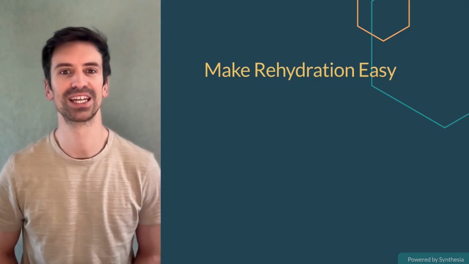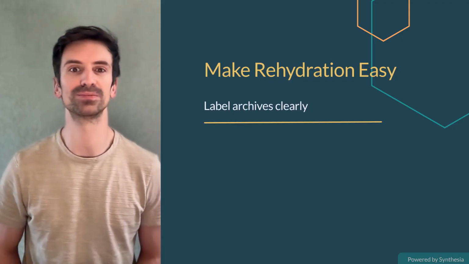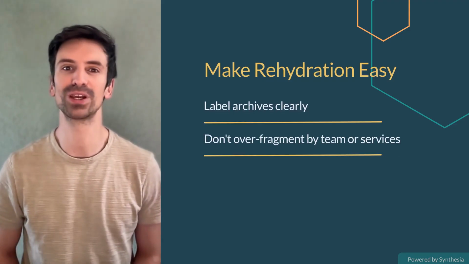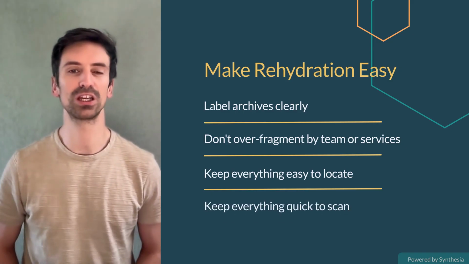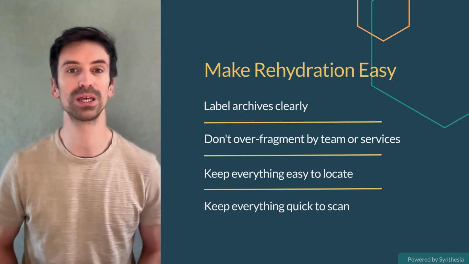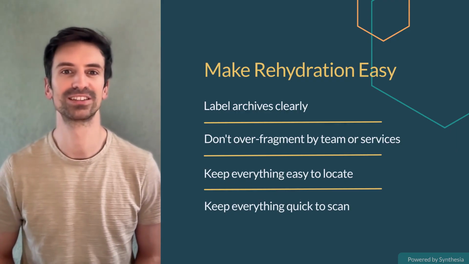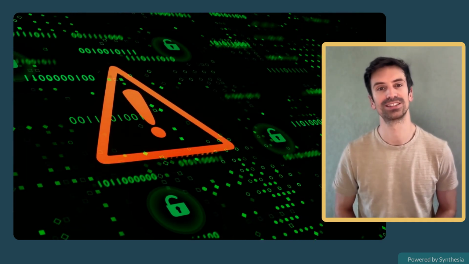Here's the big takeaway. Make rehydration easy by planning ahead. Label archives clearly. Don't overfragment by team. Keep everything easy to locate and quick to scan. That means setting up archives that are clearly labeled, not overly split by teams or microservices, easy to locate and scan. If you don't know where your logs are archived, you won't rehydrate them. Period. And if rehydration feels like a hassle, you'll default to over-indexing, just to be safe. That's costly.